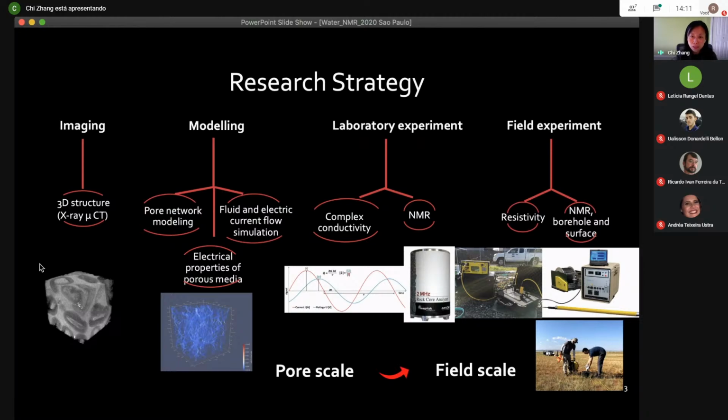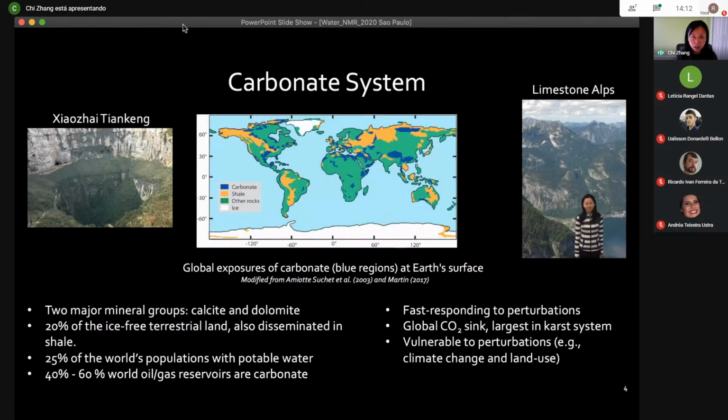So why are we interested in the carbonate system? If you look at this map in the middle, which is modified from a paper in 2003, this one shows the global exposure of carbonate on the Earth's surface. The carbonate rock is a major reservoir rock for groundwater as well as for oil and gas. And about 20% of the ice-free terrestrial land is composed of carbonate rocks.